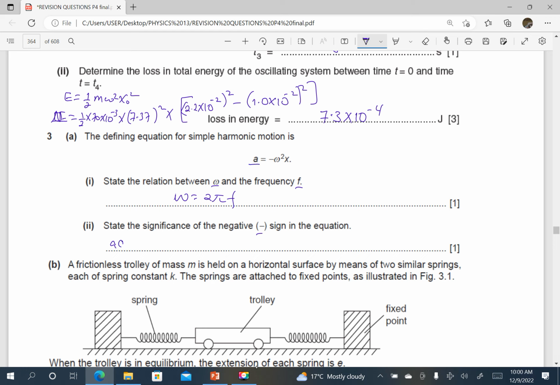Since here they have given us a and x, we can say a and x are in opposite directions, not different. So acceleration and displacement are always in opposite directions, or acceleration is always directed towards the equilibrium position or towards the mean position.